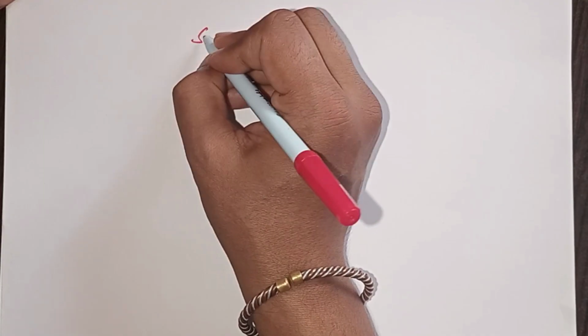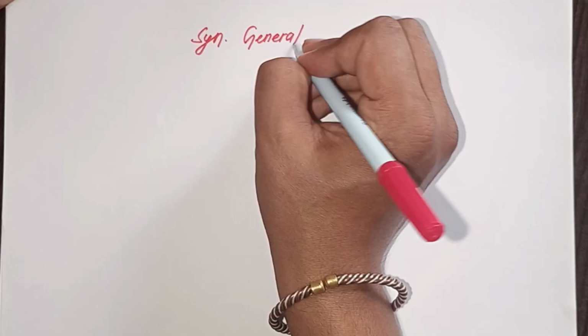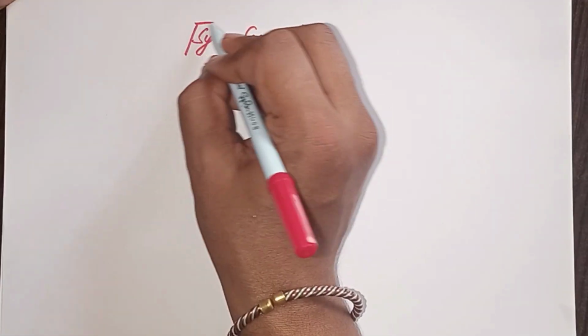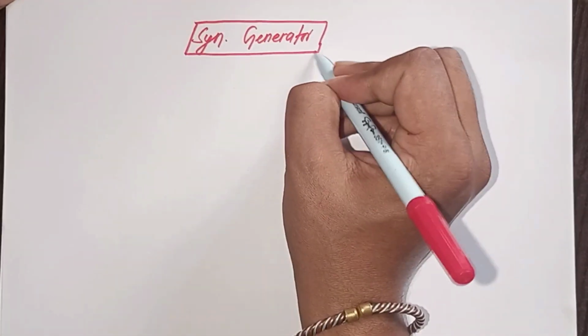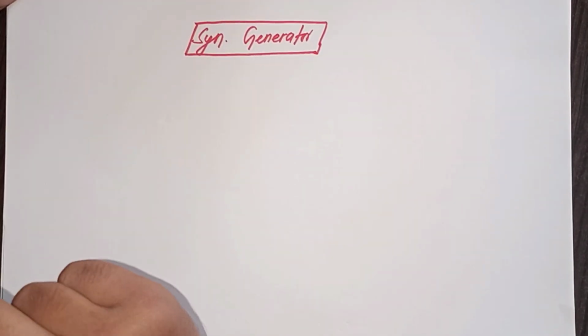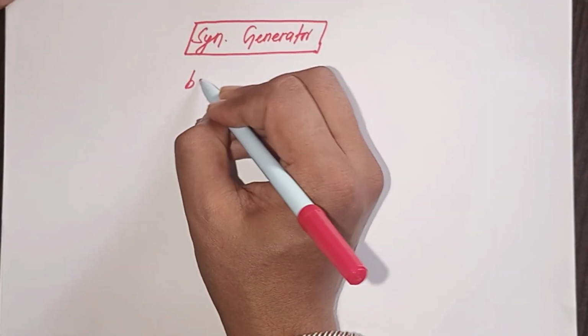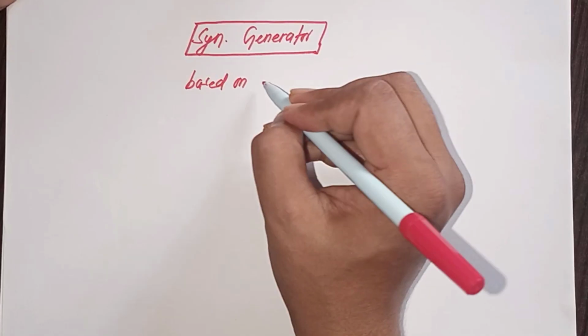Now, considering classification of synchronous generator. Synchronous generator or alternator can be classified into various categories based on excitation system, based on rotor construction, based on application, based on power output, and based on speed of the prime mover.